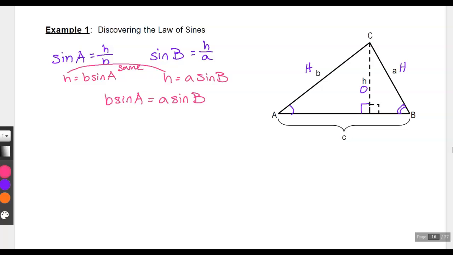This is technically a version of the law of sines, but this isn't the easiest way to set this up.